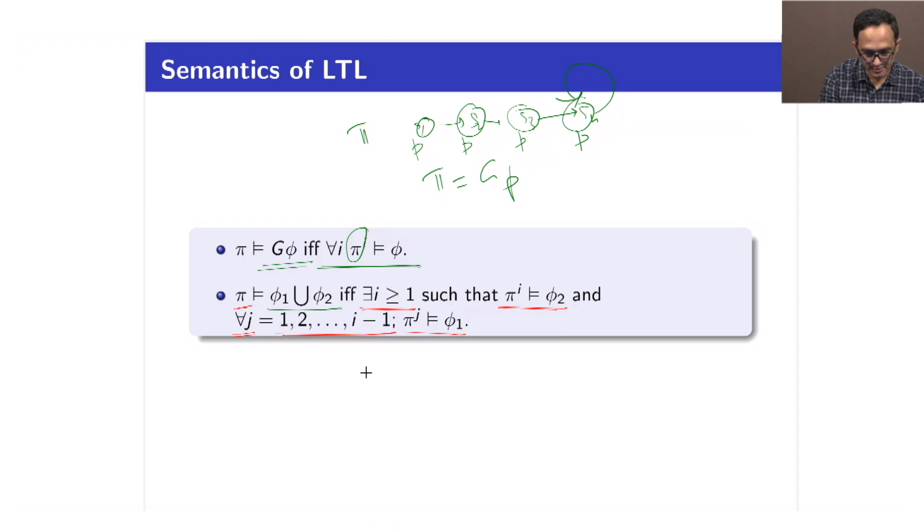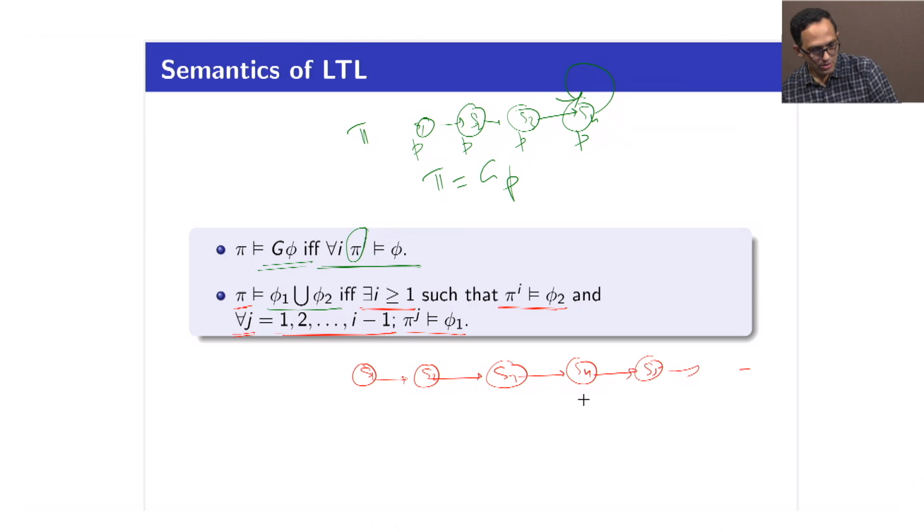Let me take an example: S1, S2, S3, S4, S5 and so on. Say in some state q holds, and this is my i equal to 4. So I am saying that there exists some i which is greater than or equal to 1.